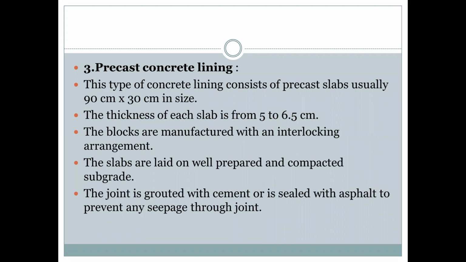The joints are grouted with cement or sealed with asphalt to prevent any seepage through the joint. The joints between these precast slabs are grouted with cement or asphalt so that water will not seep through. Seepage losses will not occur. This is the precast concrete lining. These are some of the differences between concrete lining, shotcrete lining, and precast concrete lining. Any difficulty in this?